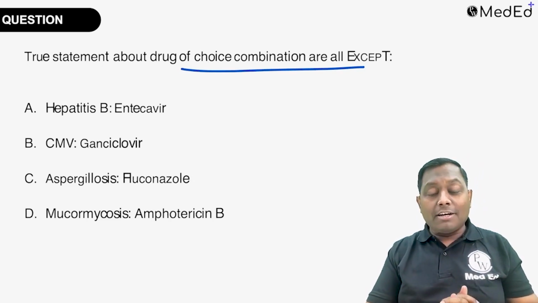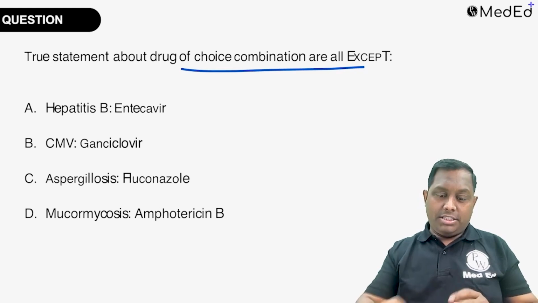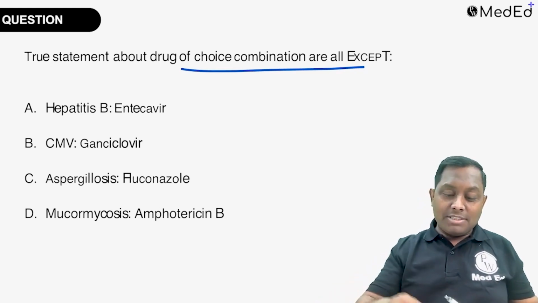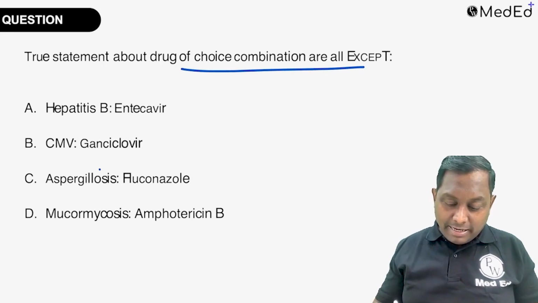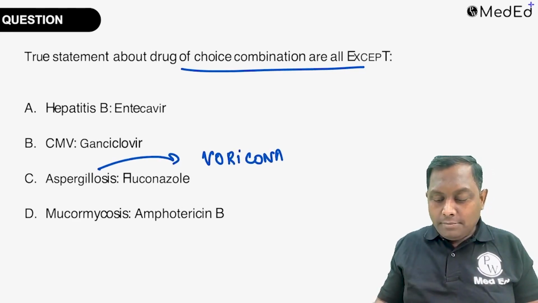True statement about the drug of choice and combination are all except: hepatitis B, anticoagulants, CMV, ganciclovir, aspergillosis. Okay, I think we got here. Aspergillosis का जो drug of choice होता है that is going to be voriconazole.